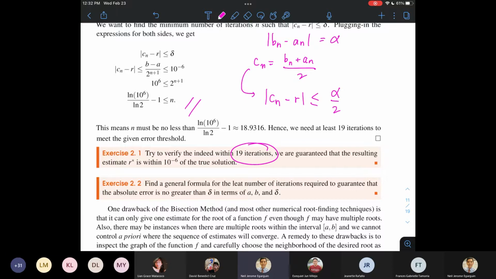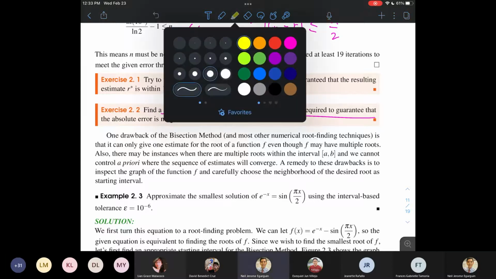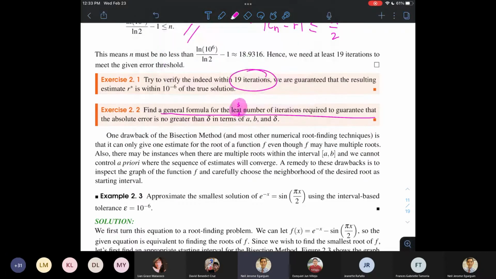And then another exercise, if you are more of a fan of the theory, try to get a general formula for the least number of iterations needed to guarantee that the error does not exceed delta, in terms of A, B, and delta. So just give me a formula for the number of iterations. Okay? Who knows, this may come out in the problem sets. So kindly try this out. Okay.